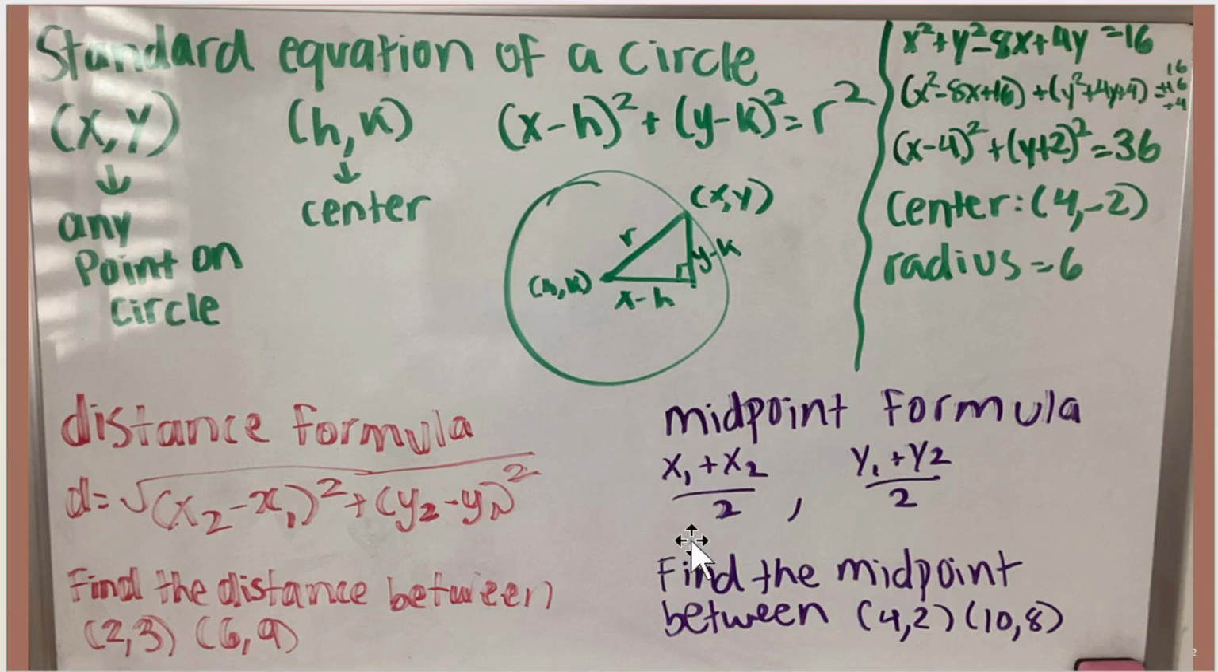So the midpoint formula is x1 plus x2 over 2 and y1 plus y2 over 2. So for an example, we can find the midpoint between 4,2 and 10,8. I'm going to give you a few moments to find out what that is. And now I'm probably going to just solve that over here or something. Okay, I'll have my work the next time you see me.